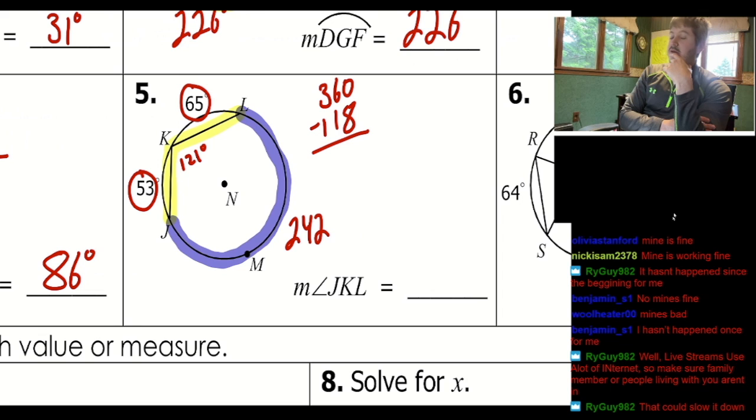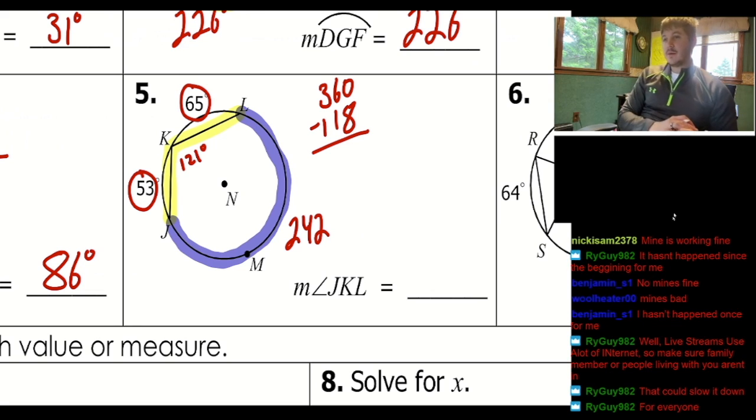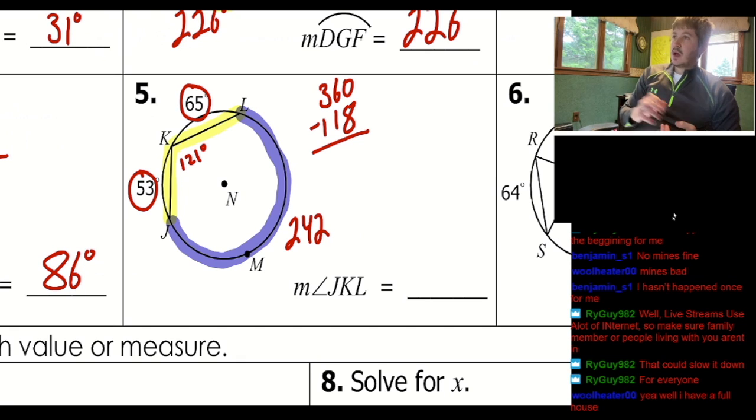Live streams do use a lot of internet. But going back to the problem, we get 121 degrees for angle JKL.